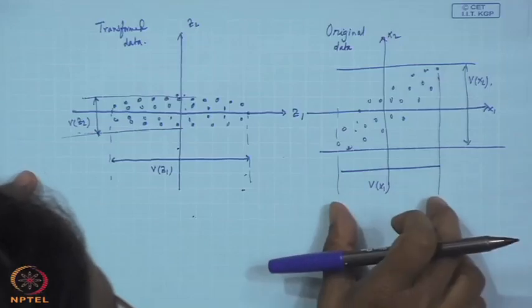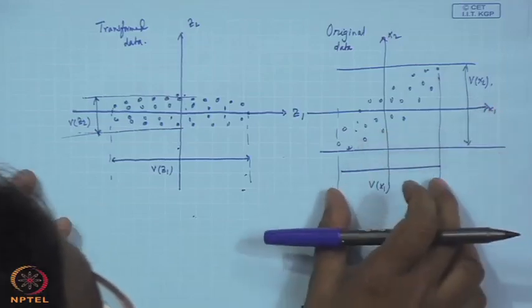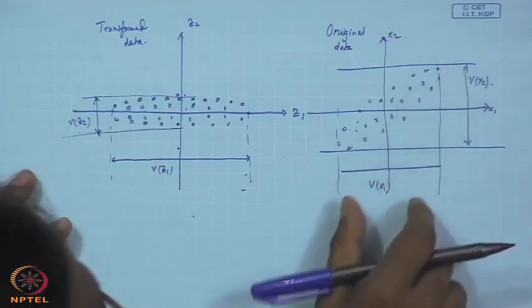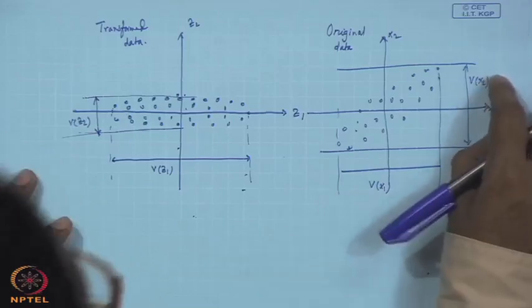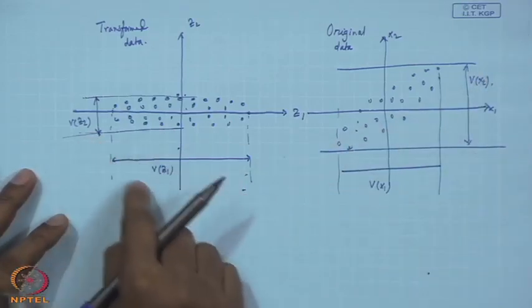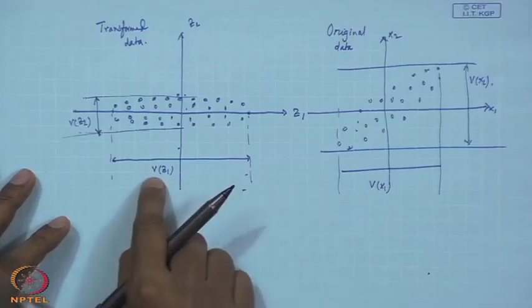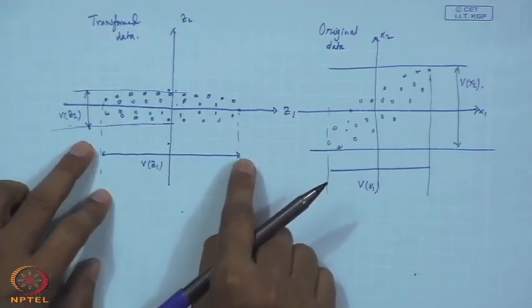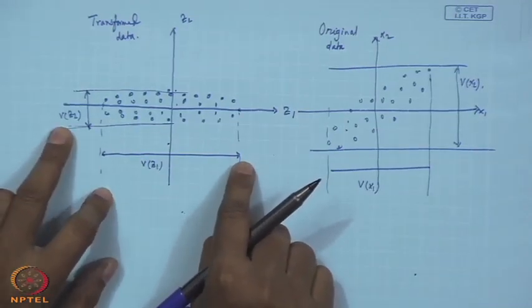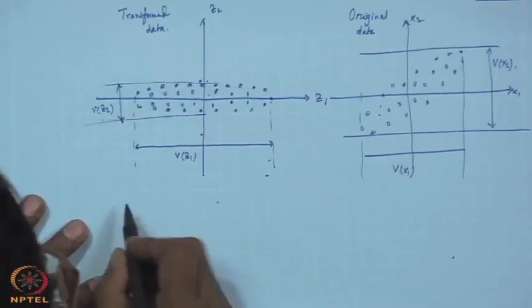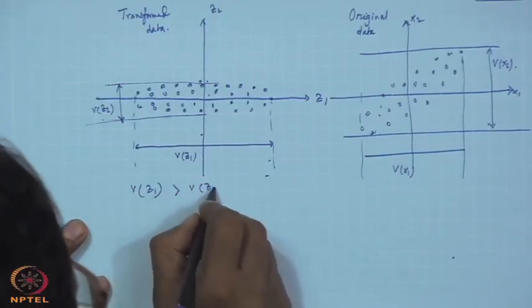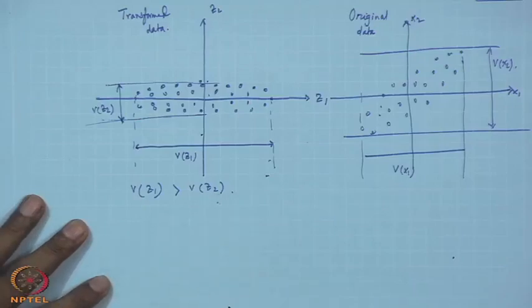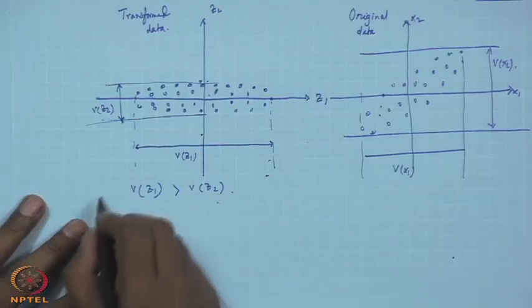Now, it is clear from these two diagrams that from the variability point of view of x1 and x2, they both are large, and maybe x1 variability is a little more than x2. But if I go by z1 and z2, what I find is that the variability across z1 is much more than the variability across z2. So variability across z1 is greater than variability across z2. This is one thing.